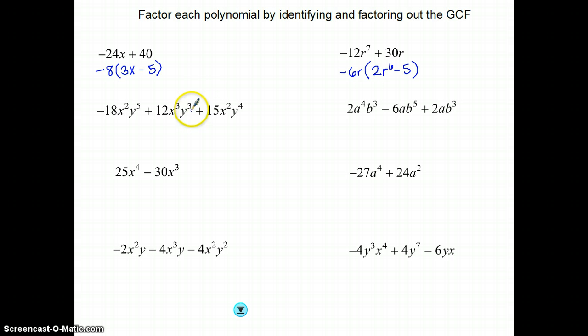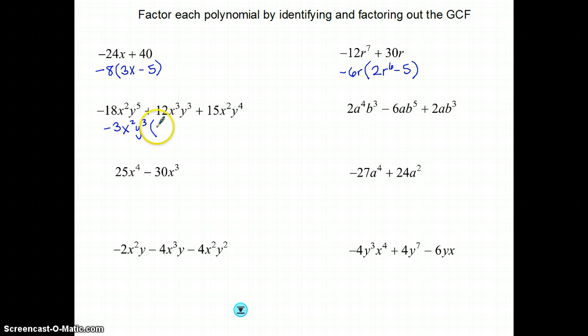Down to the left, I'm going to identify the greatest common factor of all 3 of these terms. Looking at 18, 12, and 15, I see my greatest common factor is a 3, and since the leading coefficient, negative 18, is negative, I must take out a negative as well. Looking at my x's, I've got 2, 3, and 2, so the most I'm able to take out are 2 x's. And for my y's, I've got 5, 3, and 4, so the most I'm able to take out is only 3.